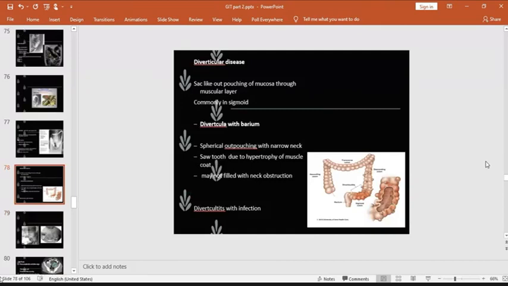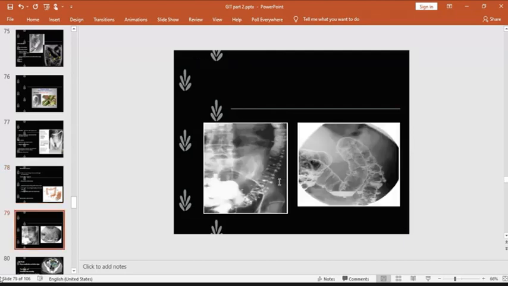Diverticular disease can also involve the large bowel. It is a sac-like outpouching of the mucosa through the muscular layer. It is commonly seen in the sigmoid region. Diverticula can be seen with barium. It is a vertical outpouching with a narrow neck, with a saw-tooth appearance due to hypertrophy of the muscle coat. It may be superadded by diverticulitis.